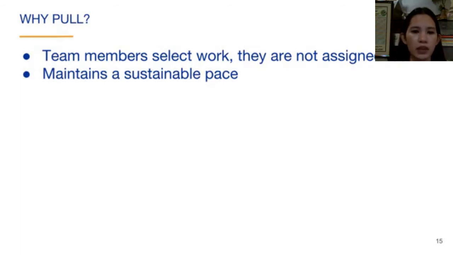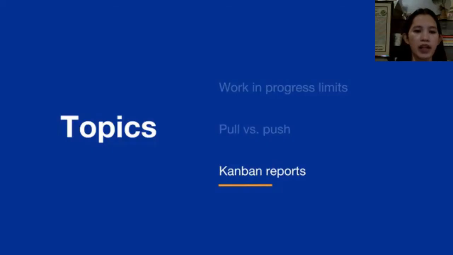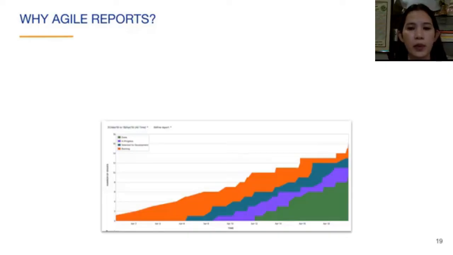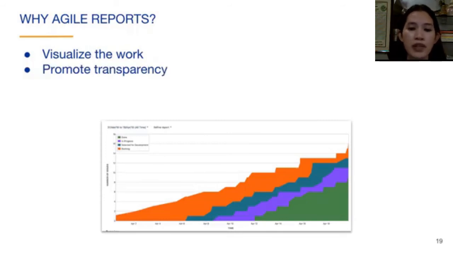Next, we will discuss Kanban reports. They are a key tool related to being agile. With boards, agile reports help to visualize the work of the team. This promotes transparency of the project, allowing anyone with access to see and have a common understanding of the current state of the project. Transparency means that there should be no surprises about the delivery of the project.